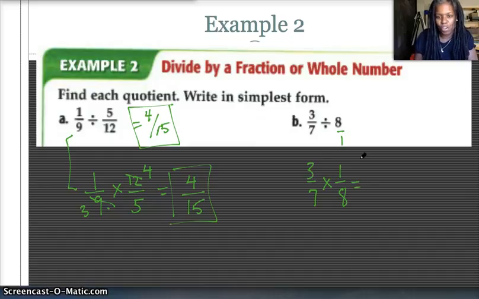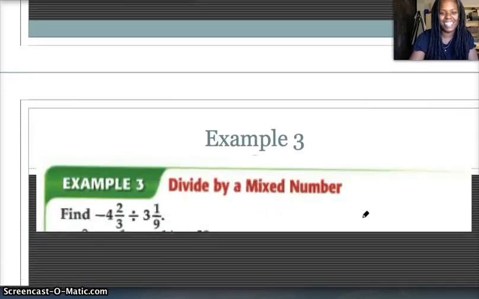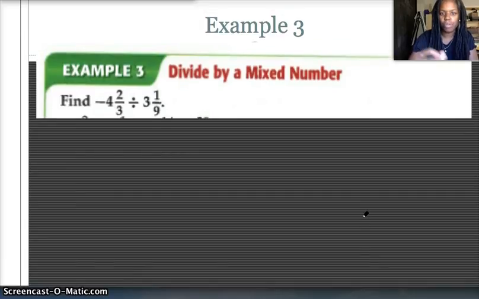And 7 and 1 have no common factors except 1, which is not helpful, so I'm going to multiply straight across. I get 3 over 7 times 8 is 56, and stick a fork in me, I'm done. That's it for that problem. Let's look at example 3. So example 3, we're still doing division.